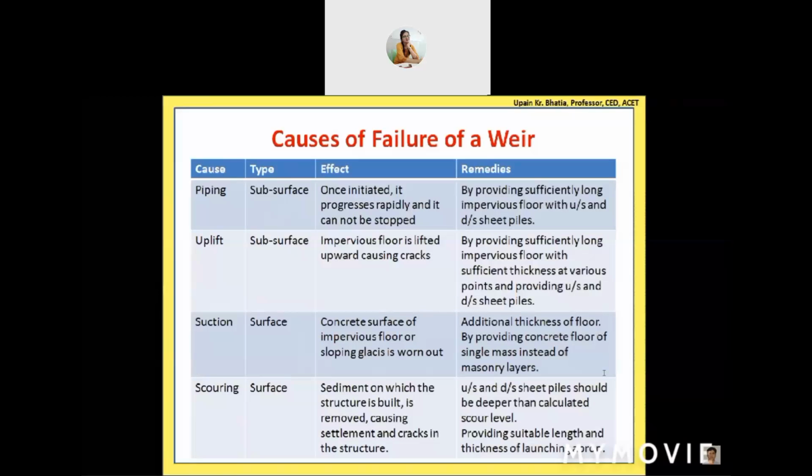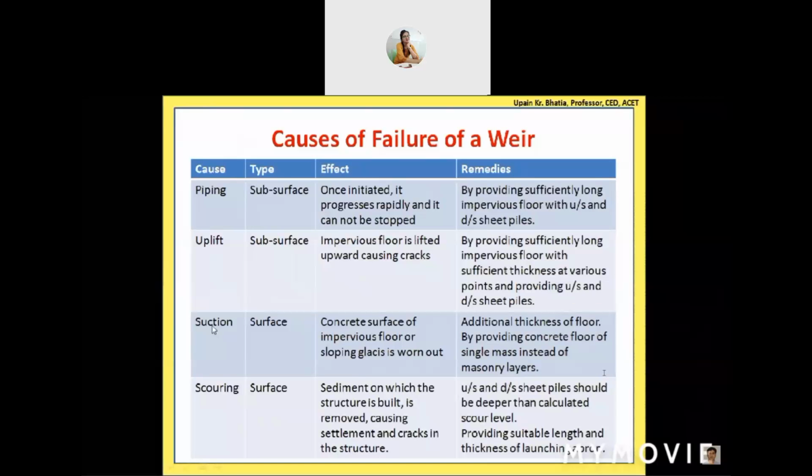Upstream and downstream sheet piles are also there. All these things, along with sufficient thickness at various points, are also required for resistance against the uplift pressure. So in general, these two failures can be resisted or prevented by designing this impervious floor properly. Of course, that is the topic of the next chapter.